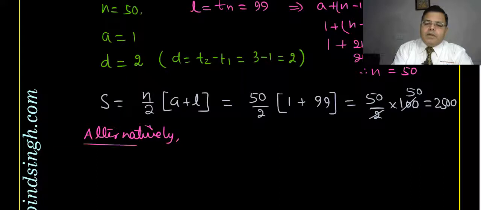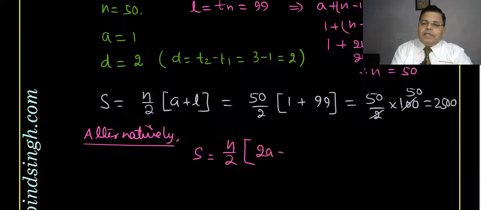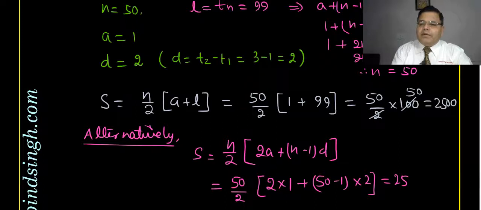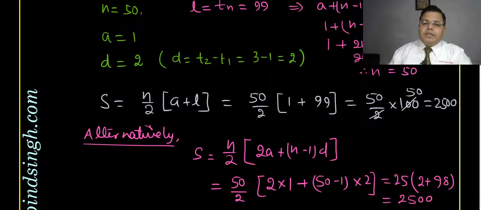Alternatively, we can apply S is equal to n by 2 (2a plus (n minus 1) into d). In that case, n is 50 by 2, 2a is 2, n minus 1 is 49, and d is 2. So that will be 25, since 50 divided by 2 is 25, and this will be 2 plus 49 multiplied by 2 is 98. So that will be 25 into 100, that is 2500. So that will be the answer.